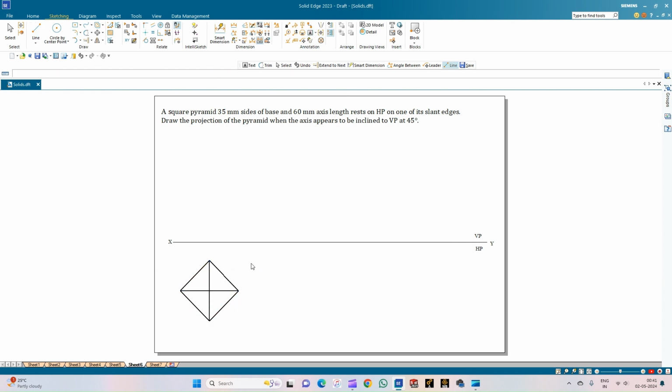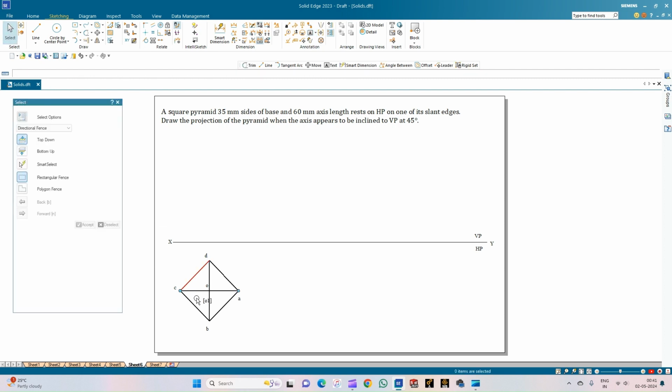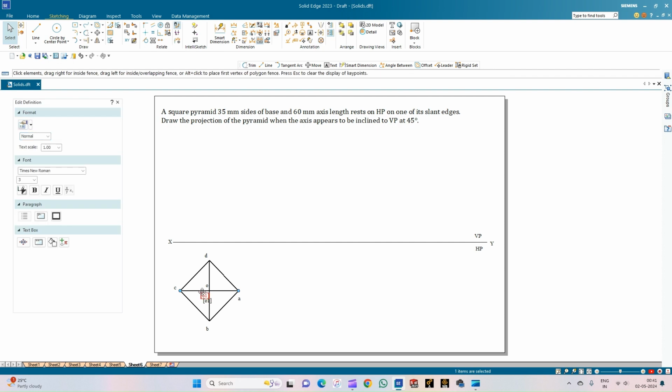So let us annotate. This is the corner A, corner B, corner C, and corner D. These are the four corners, and then O is the apex of the pyramid, and here this is O1, which is the center point of the bottom face of the pyramid. So this point is O1.